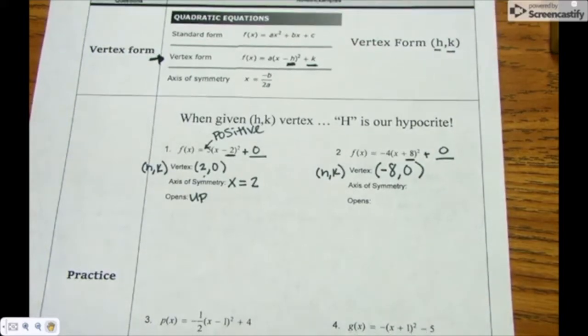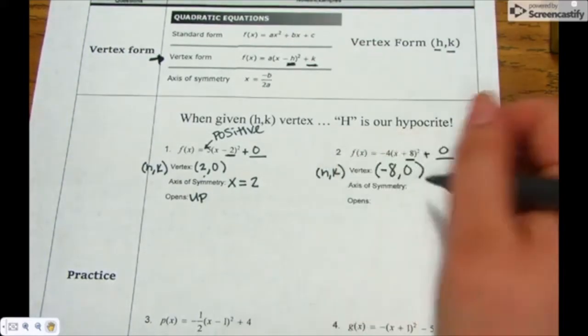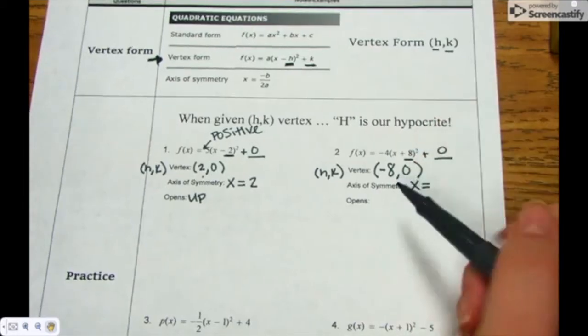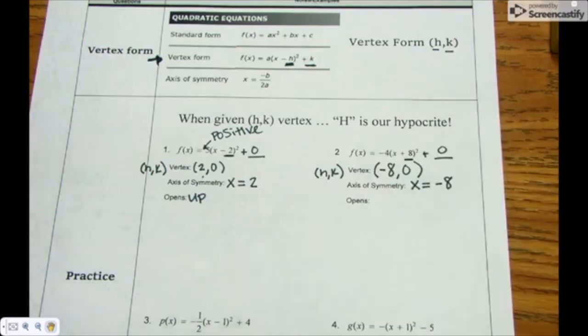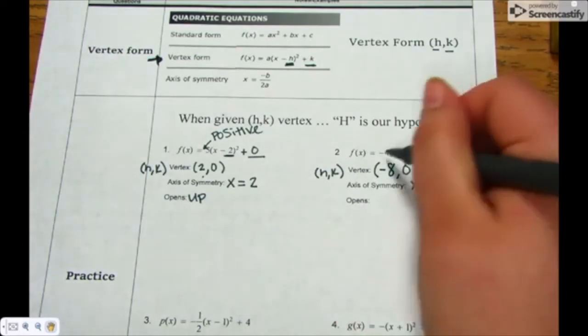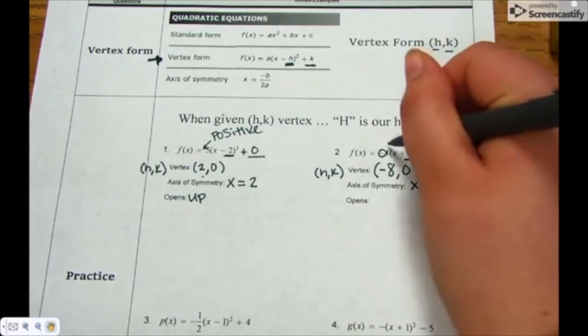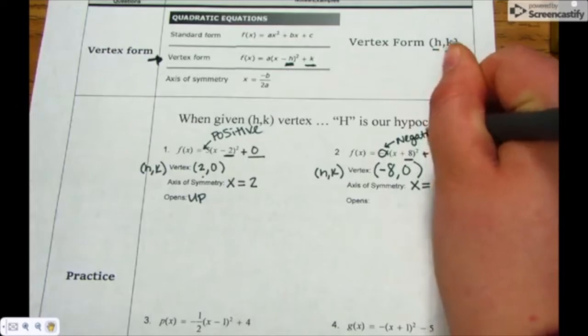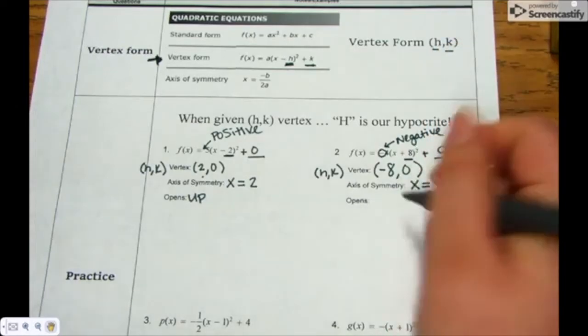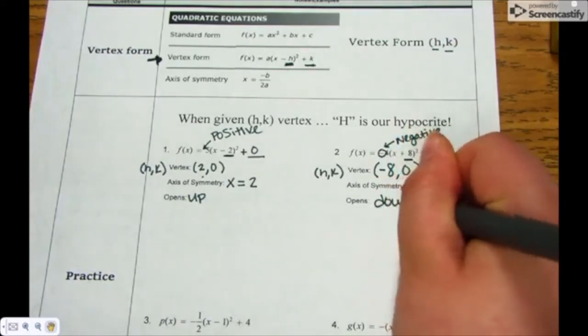Then I can do my axis of symmetry. Axis of symmetry starts with x equals, and it's the x value of your vertex, which is -8. And then because there's a negative sign out front, that means that this is going to open down.